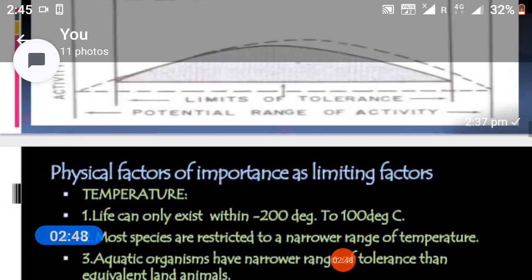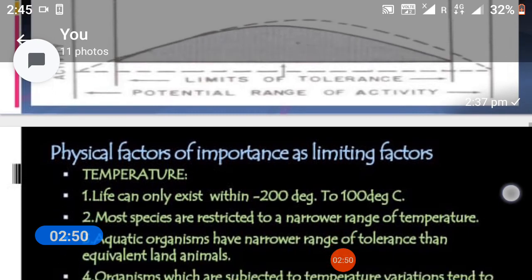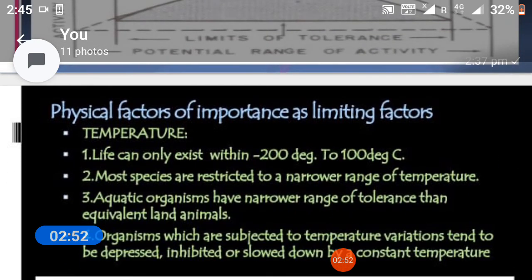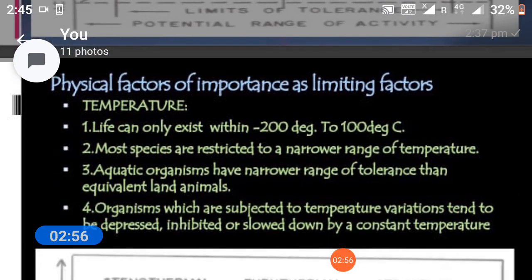Physical factors of importance as limiting factors. Firstly, temperature. Life can only exist within about minus 200 degrees to 100 degrees centigrade.